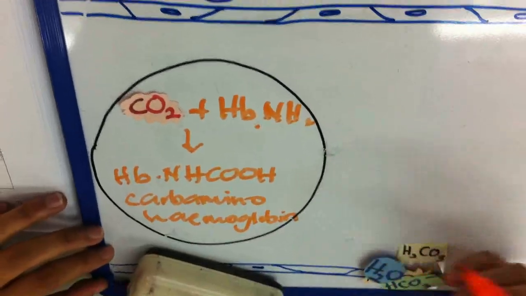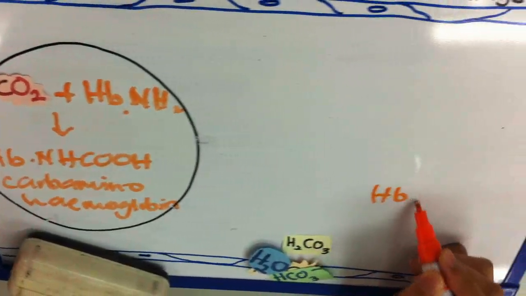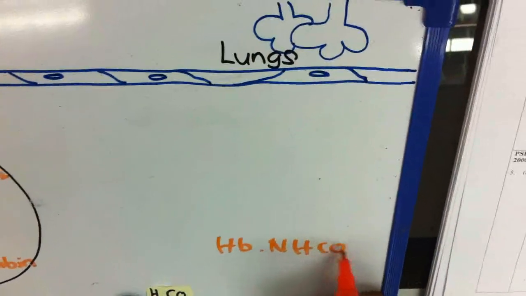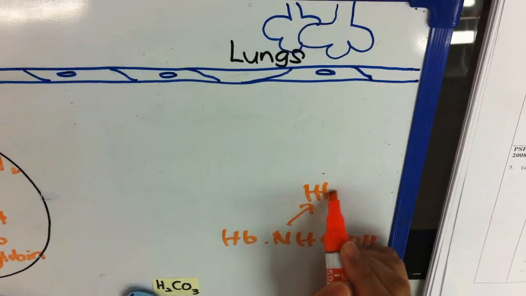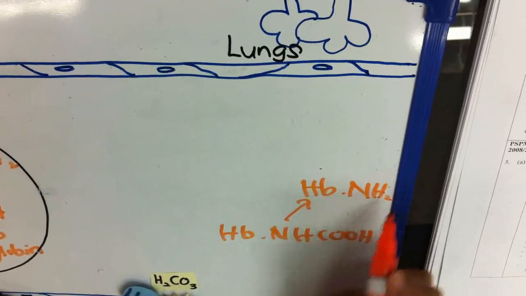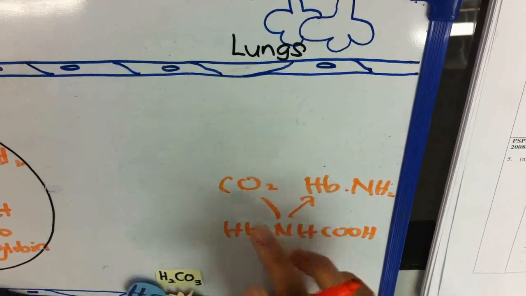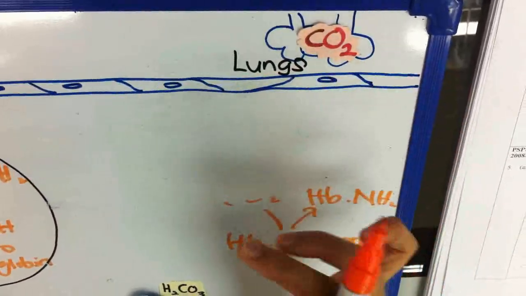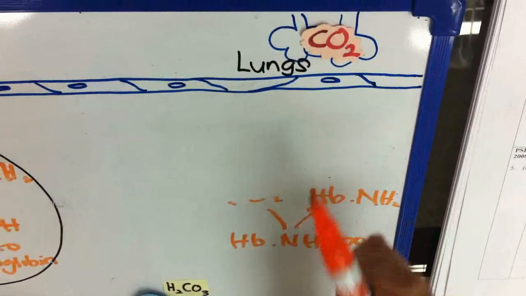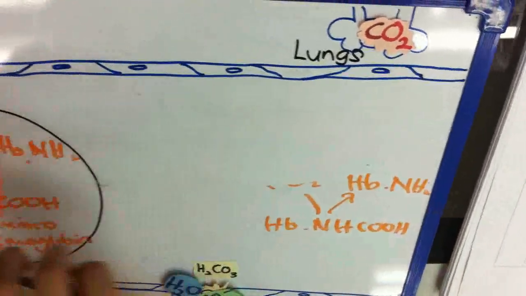When it arrives at the lung area, the same thing happens. The reverse reaction happens again, where the carbaminohemoglobin will dissociate to become Hb and also CO2. So this CO2 will move inside the lung area because there is a difference in partial pressure of CO2. The same thing happens.